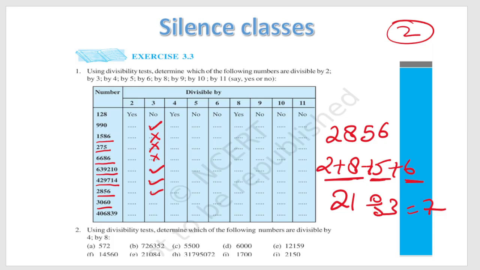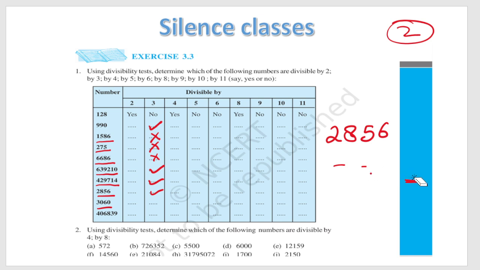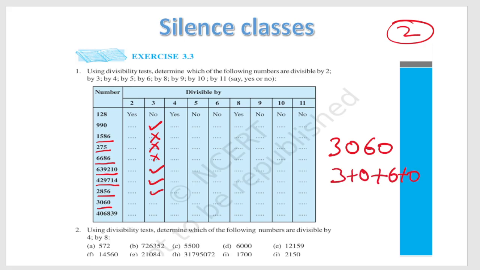I hope you guys understood that it is a very easy concept. You have to add all the digits given in the number, and if the sum is divisible, then the number is also divisible. Okay, 3060. 3 plus 0 plus 6 plus 0 is 9, and 9 is divisible by 3. This means this number is also divisible by 3.